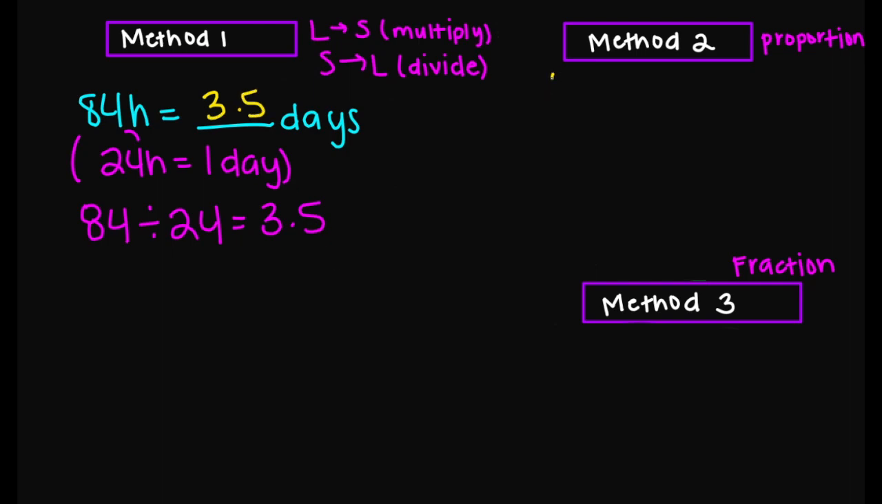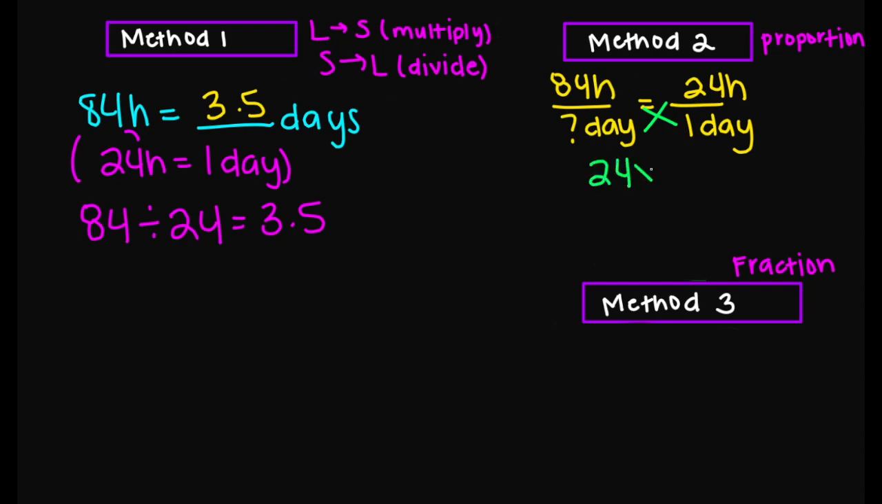Method number 2, if you set up a proportion, 84 hours equals, we do not know the days yet, equals, so we have 24 hours on top here, and then 1 day down here at the bottom, because 1 day equals 24 hours. Now we're going to cross multiply. So on my left side, you can say 24x on my left side, and then 84 times 1, this is going to be 84.